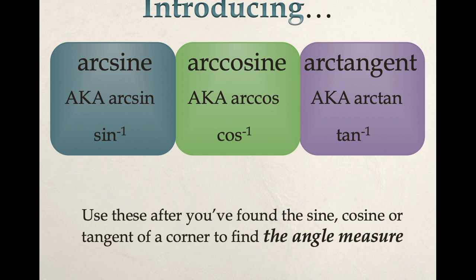You're going to use these three things after you've found either the sine, the cosine, or the tangent of a corner to find the angle measure. So understand that if you're using sine, you're going to then use arcsine. If you're using cosine, you'll use arccos, and if you are using tan, you're going to use arctan. You cannot use arccos if you were using a sine, for example.